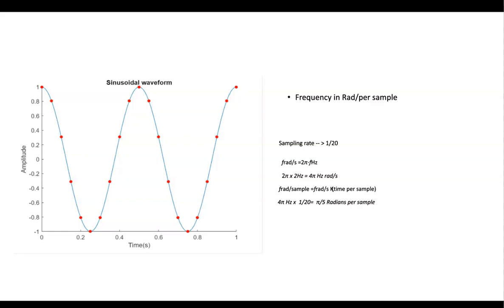So in this case it's 2 pi multiplied by 2 hertz, sorry, because that's the original frequency. And then you just multiply 4 pi by the sampling rate, and then you get radians per sample. And all radians per sample is how many times you sample a wave within 1 radian of its cycle.